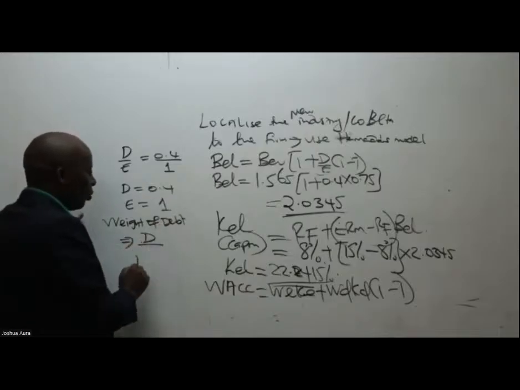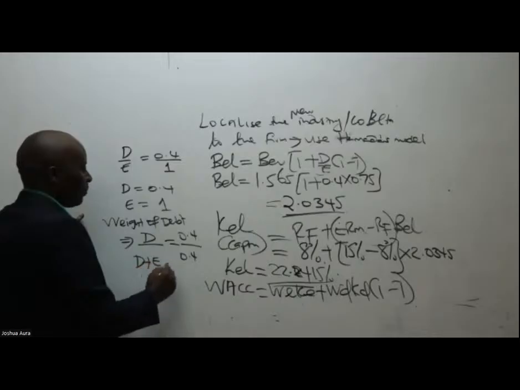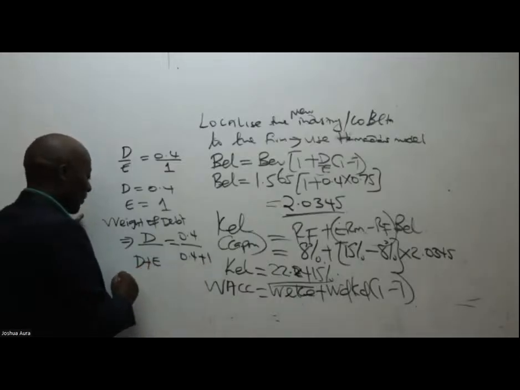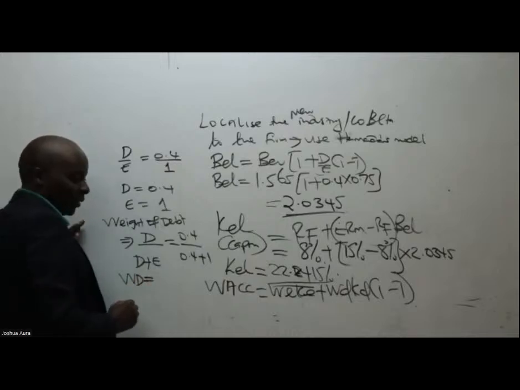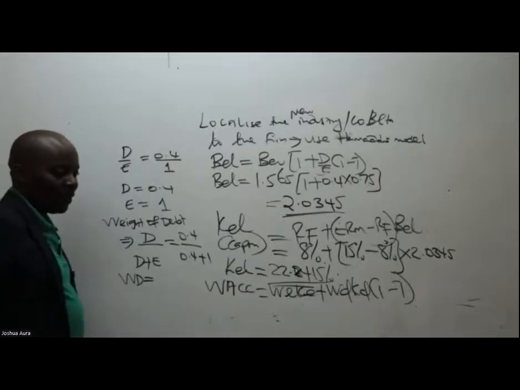And when you want us, for example, to get weight of debt, it will be debt over debt plus equity. Debt is 0.4 over 0.4 debt plus equity, which is 1 like that. So then who can advise us here? What will be the weight of debt?